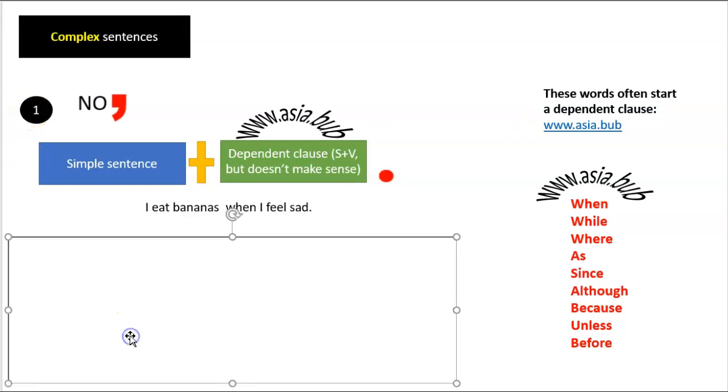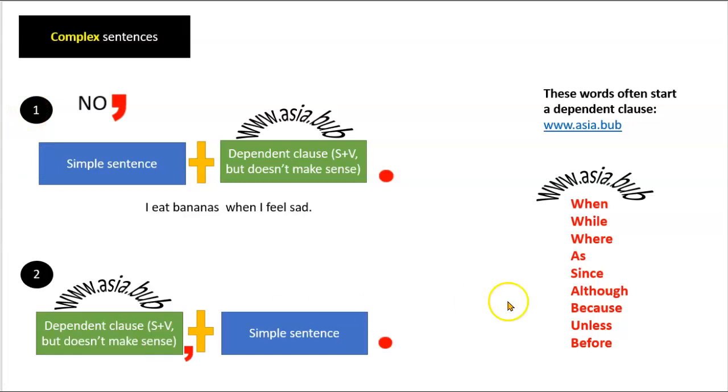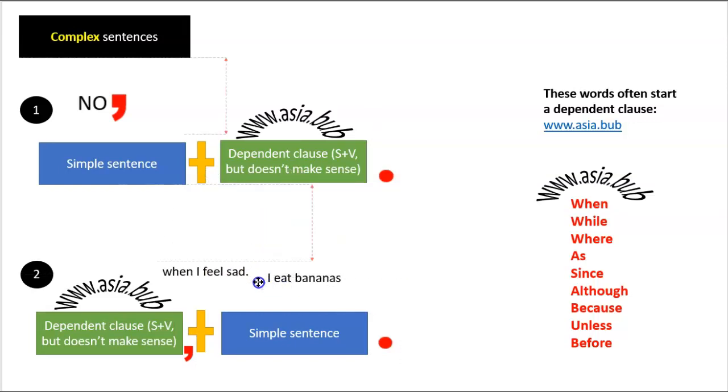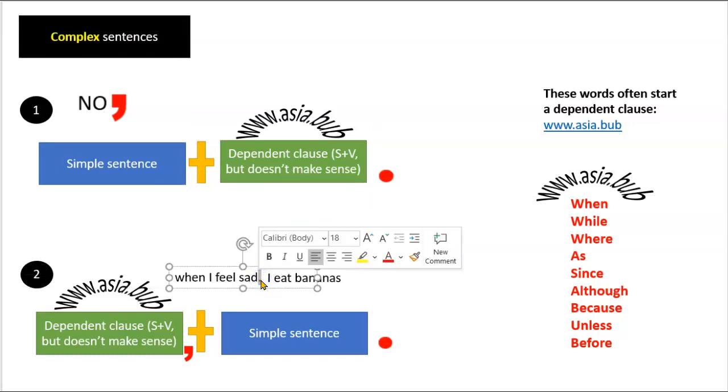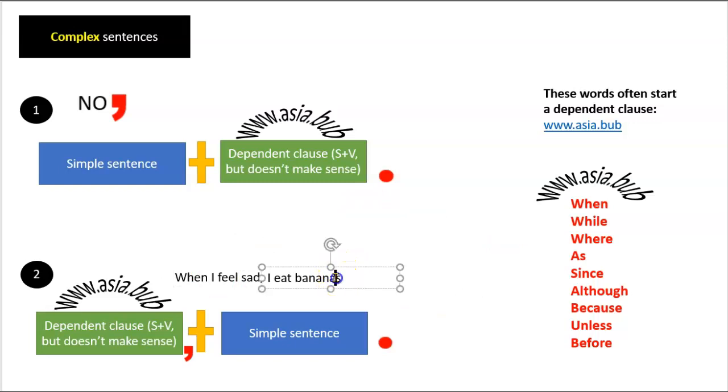That's one way to do it. Another way to write a complex sentence is simply to put the dependent clause at the beginning. And if I do that, I say, "When I feel sad, I eat bananas." Now I have to add the comma. Why? I don't know, I don't make the rules. It just is the rule. And then you add your period at the end. Okay? Complex sentence. Very, very easy.